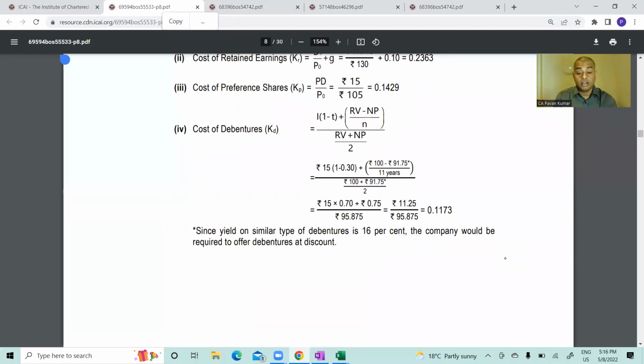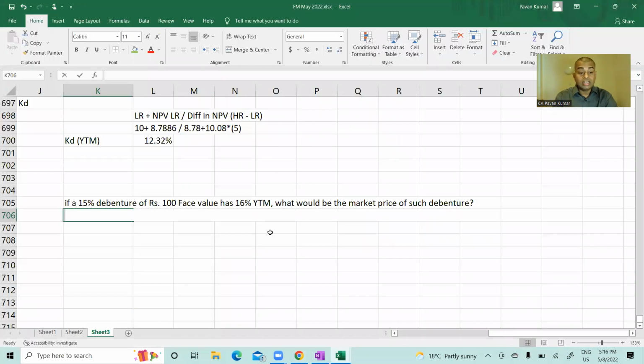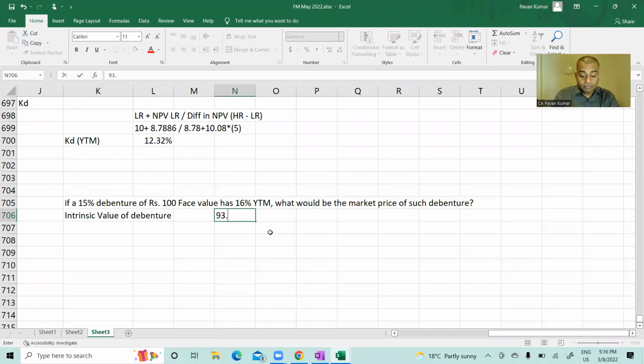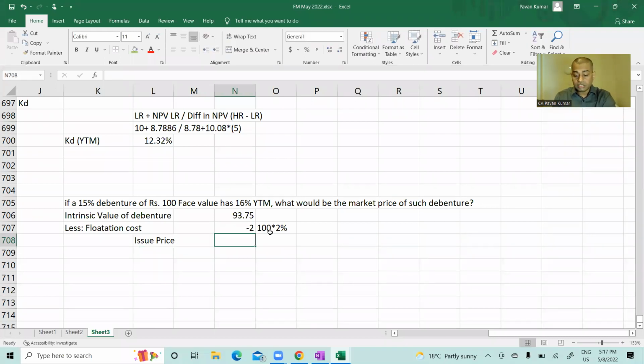So how come they got 91.75? You know, flotation cost. So the intrinsic value of debenture is 93.75 less flotation cost. 2% they have given, no? 2% means 100 rupee face value into 2%, 2 rupees. Therefore, you call it issue price or you call it market price, will be this 91.75.